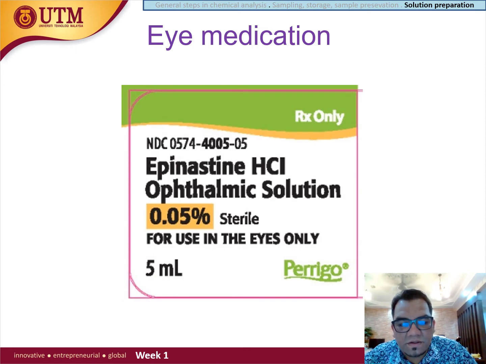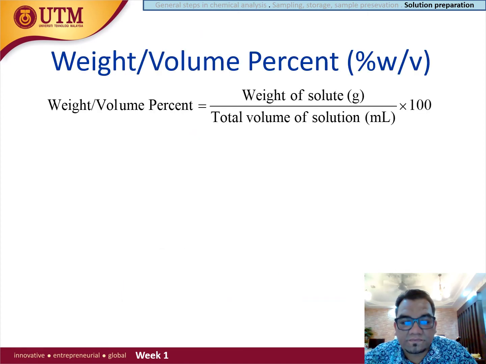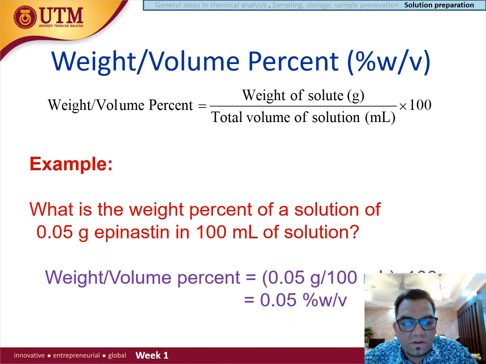This one is 0.05% epinastine HCl ophthalmic solution. So what is the weight per volume percent? Remember, weight per volume percent is the weight of solute divided by the total volume of solution times 100. For example, what is the weight per volume percent of a solution of 0.05 gram epinastine in 100 ml of solution? So 0.05 gram divided by 100 times 100, so we have 0.05% weight by volume.